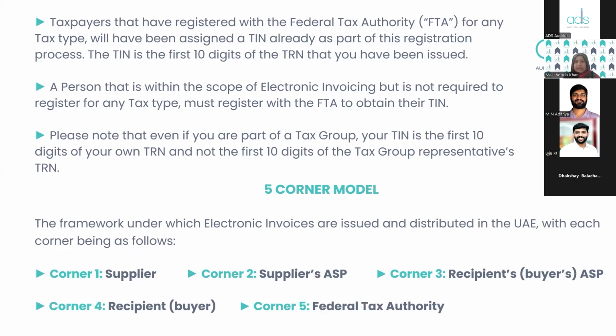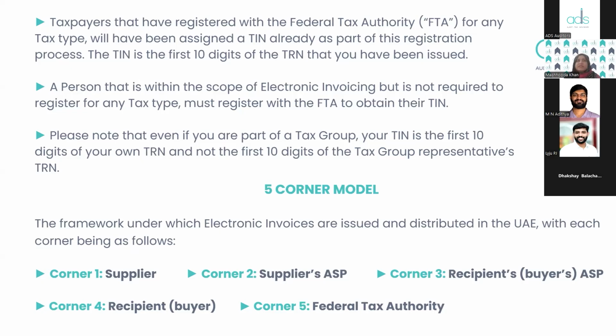Please note that even if you are part of a tax group, suppose there's a tax group which has been formed by your business, your TIN would be the first 10 digits of your own TRN number, rather than the group TRN. So even if it's a tax group, each business would have a separate TIN, based on their individual TRN number rather than the group's TRN number.